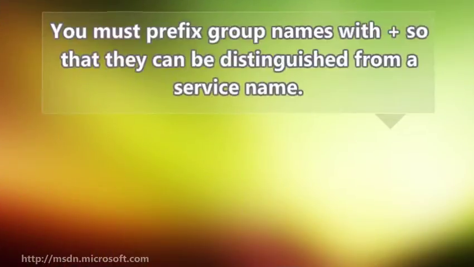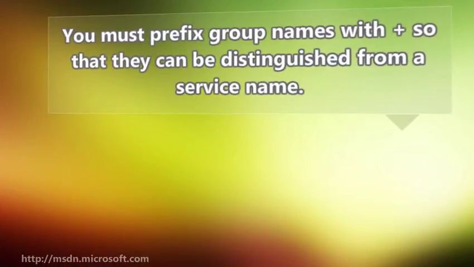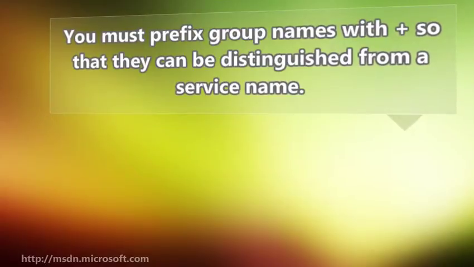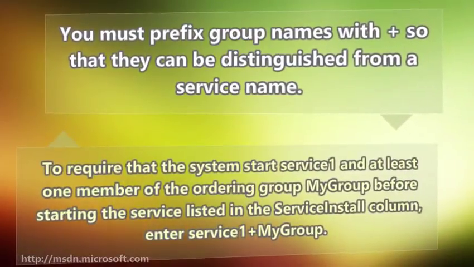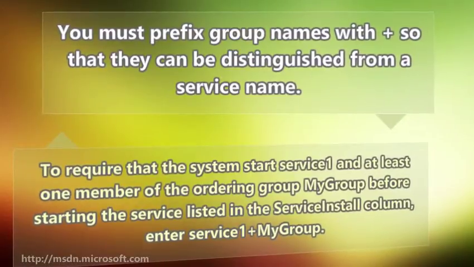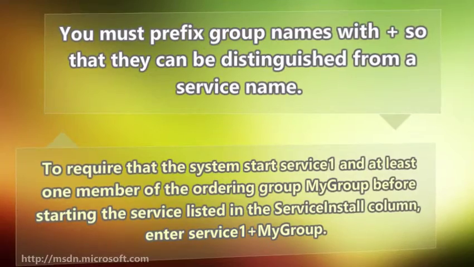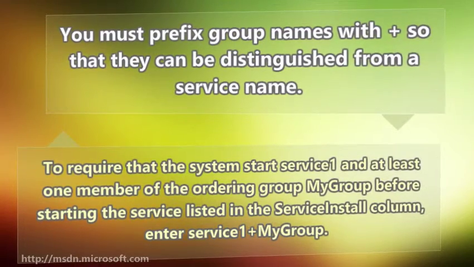You must prefix group names with plus so that they can be distinguished from a service name. To require that the system start Service 1 and at least one member of the ordering group MyGroup before starting the service listed in the ServiceInstall column, enter Service 1 plus MyGroup.